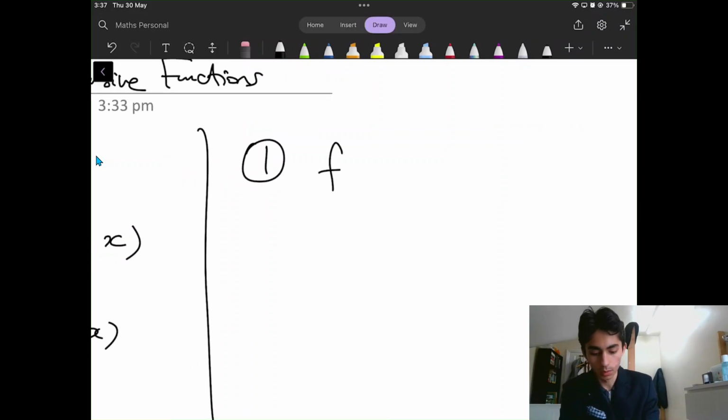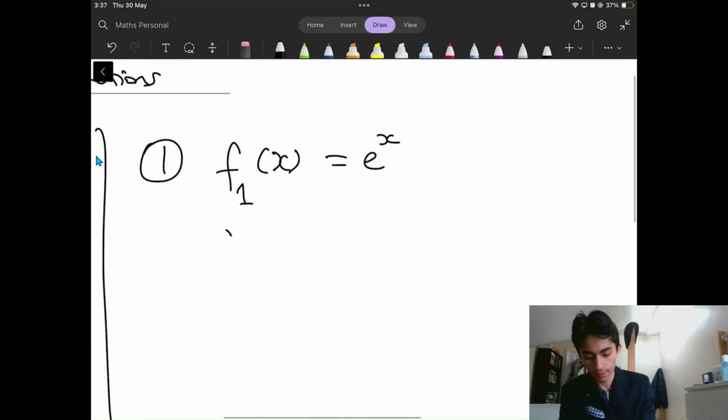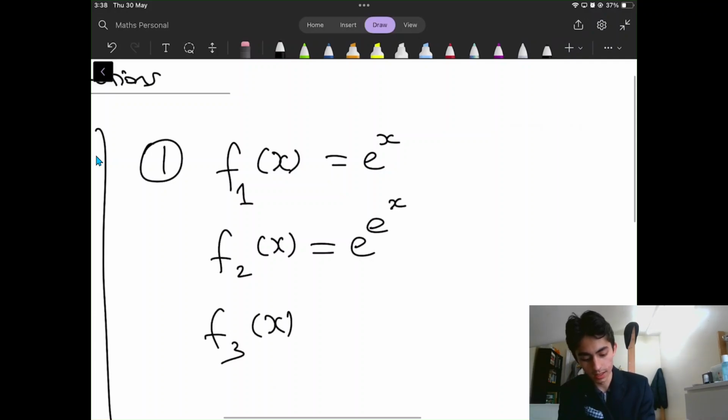Number one, I'm going to define f subscript 1 of x to just be e to the x. f sub 2 of x to be e to the power of e to the x. f3 of x to be e to the power of e to the power of e to the x.